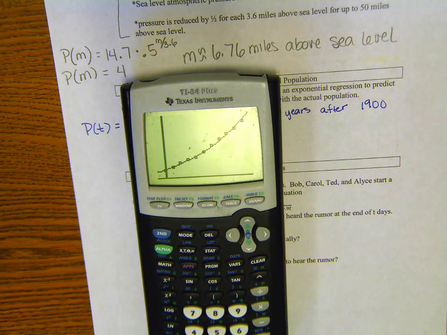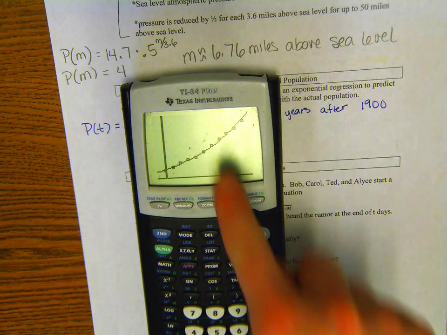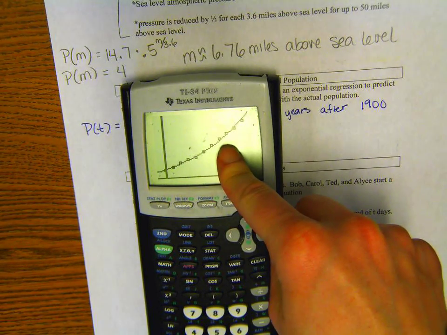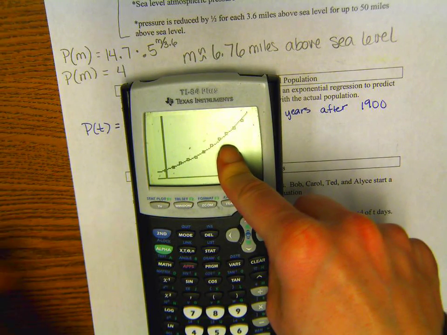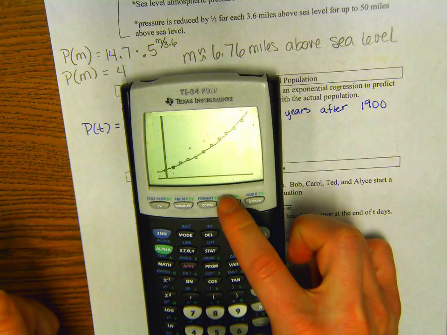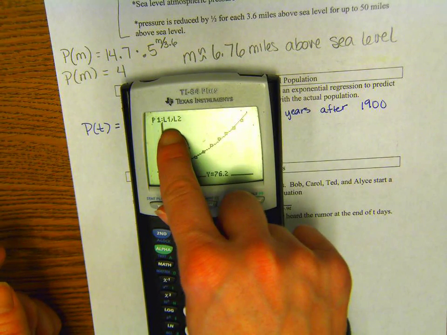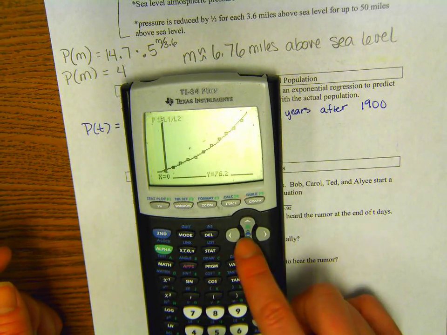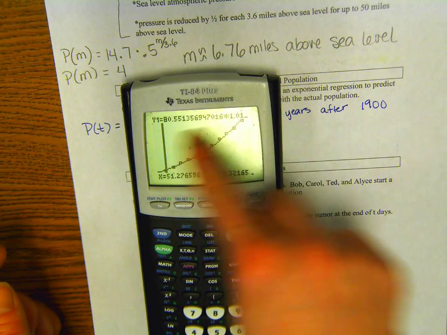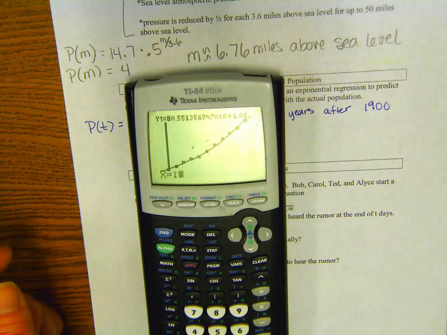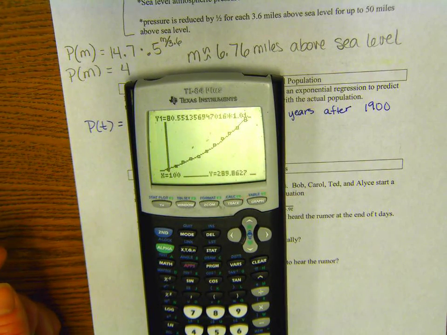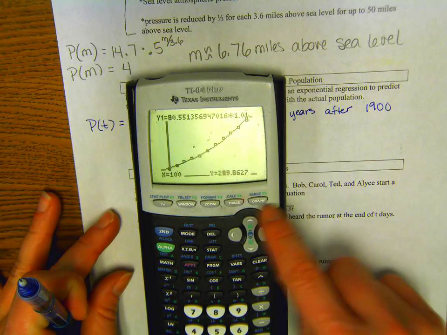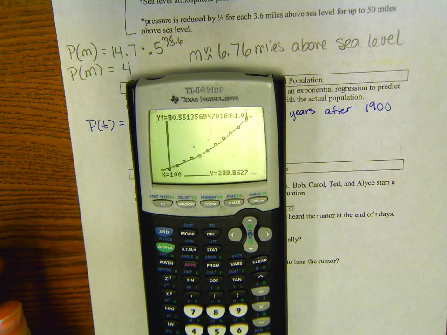Let's answer the question then. Let's do what our model gives us for 2000, which is 100 years after 1900, agree? You can either hit Trace, and by the way, when you hit Trace, you want to make sure that you're not on the Plot 1, because that's your stat plot. You want to make sure you're on your regression. And you could type in 100, and it will actually go to the point for you. Do you see it says 289.862? That's in millions, though, by the way.